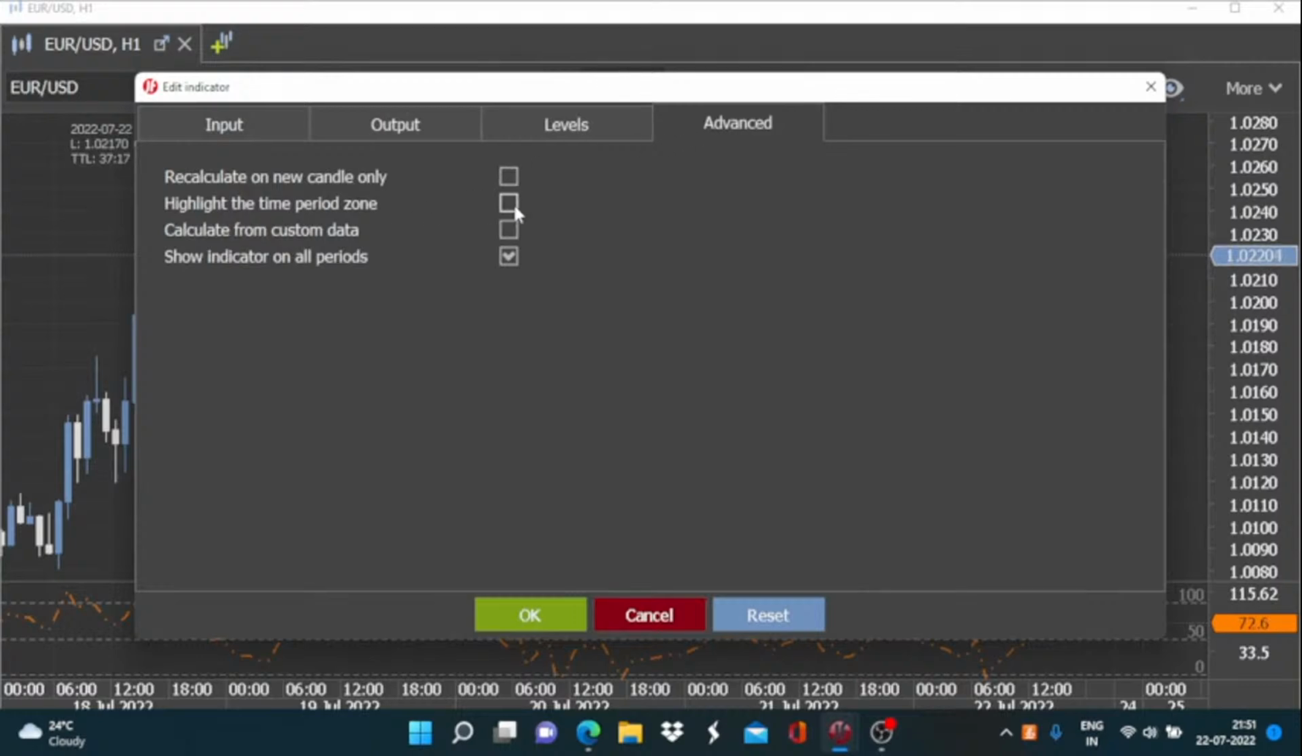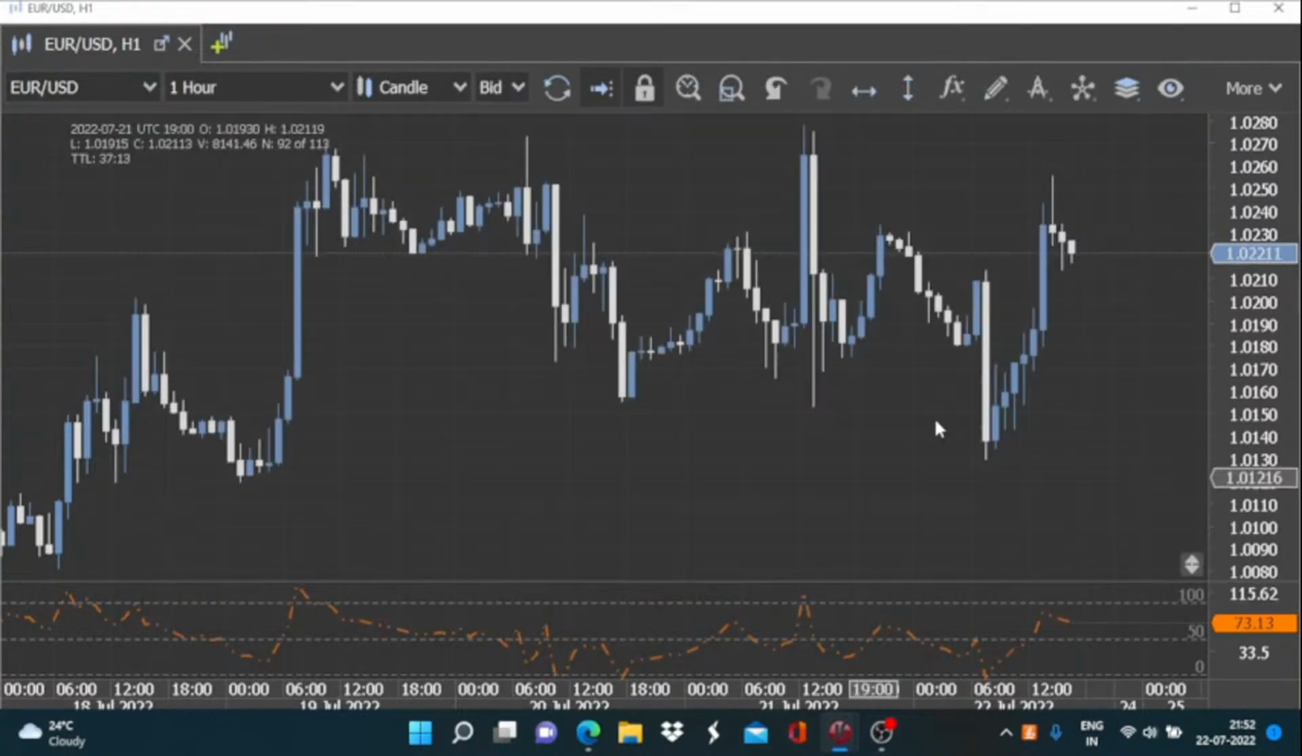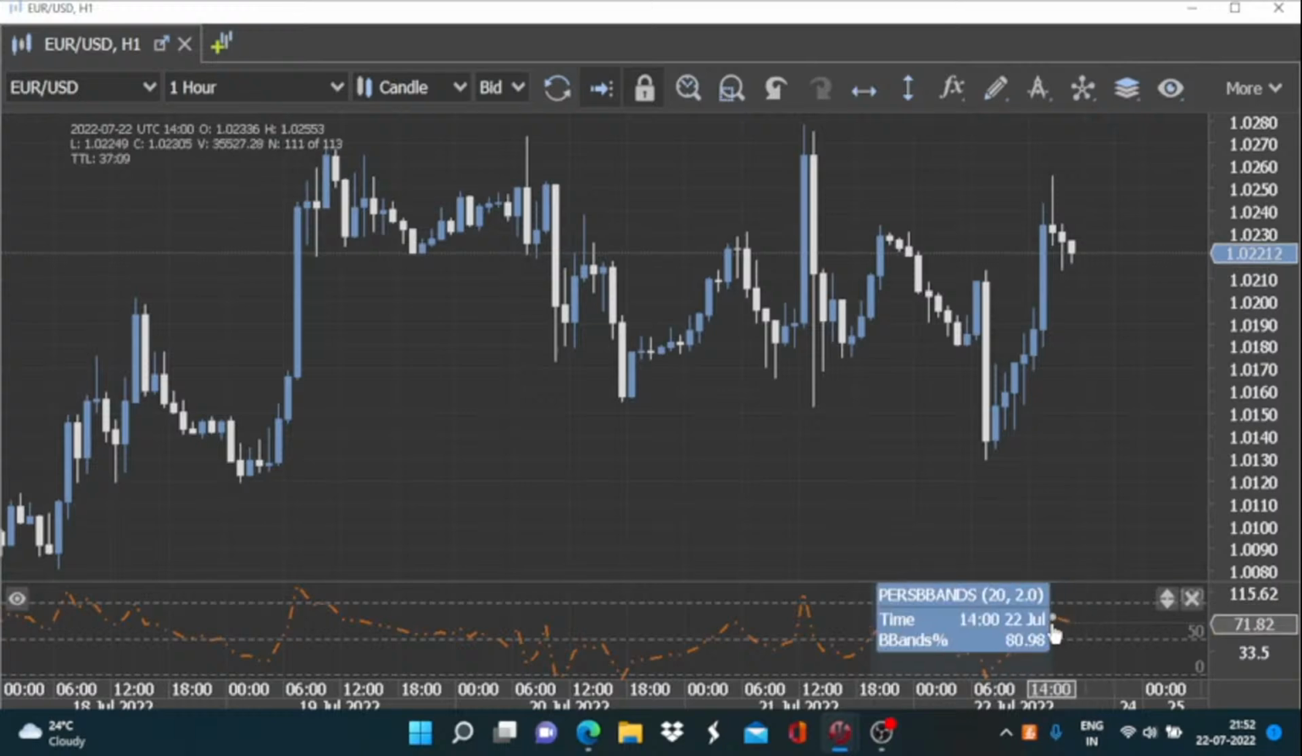Highlight the time period zone which has been used for calculation. If you do this, then you can simply go to any of the time period under consideration, and you will see what is the total candle period which has been taken into consideration while arriving at that output value.